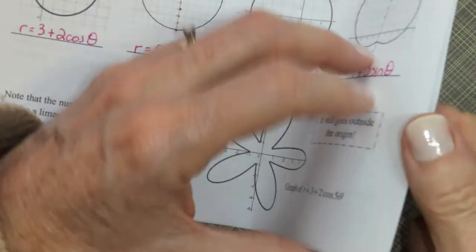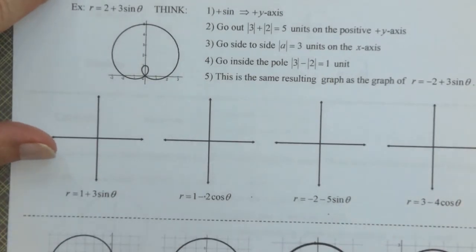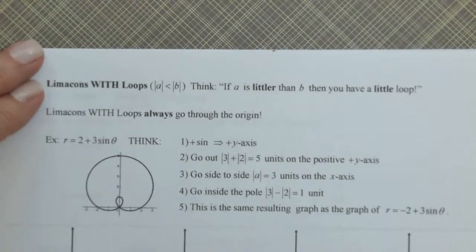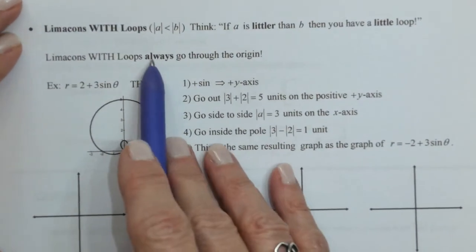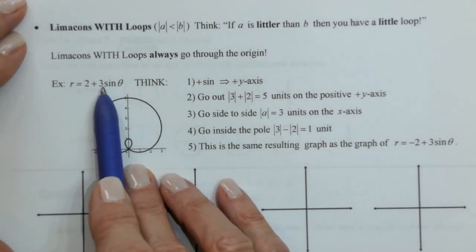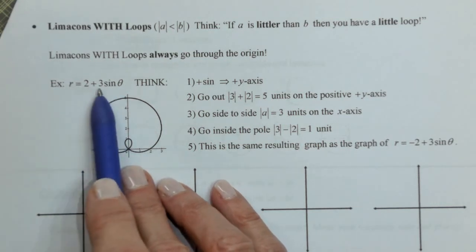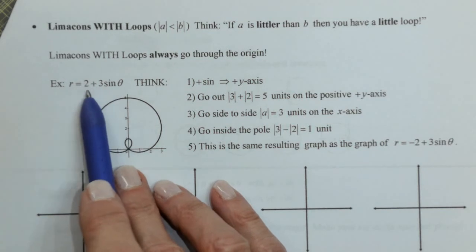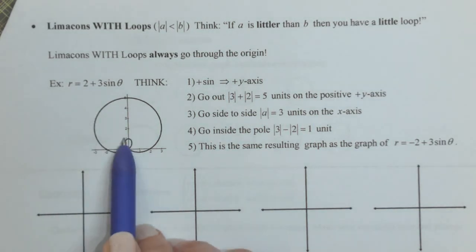Okay, what about if you have a loop? So, limacons with a loop. Okay, excellent. Your limacon will have a loop if this first number is littler than this number. If the absolute value is smaller. I think to myself, if this number is little compared to this number, you have a little loop. It's a cute little loop.